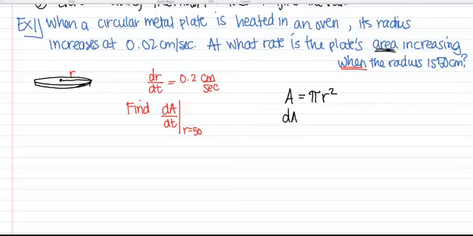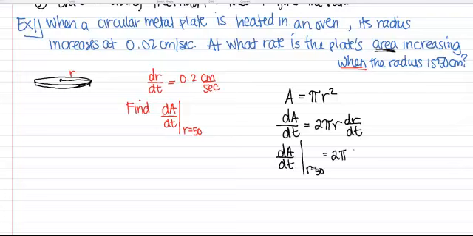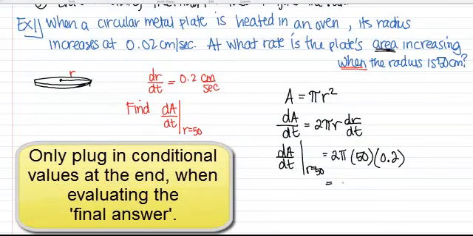So if I take the derivative with respect to time, so dA/dt, I'm going to get 2 pi r dr/dt. And so now I want to find our dA/dt when r equals 50. So that means now I can actually plug in the 50 and plug in my 0.2 for my dr/dt. And I end up with 2 pi centimeters squared per second for our units.